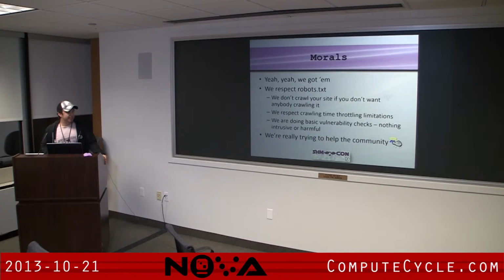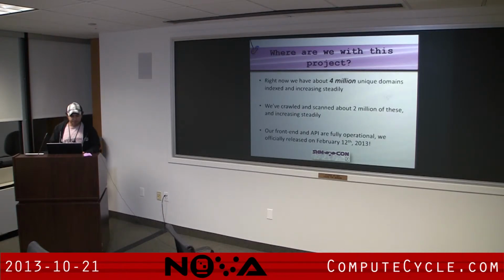Some of you probably think I'm really immoral, because we are doing unauthorized scanning. But we are being a little bit careful about how we do it. We're respecting robots.txt in every sense. We don't crawl too fast. We don't scan too fast. We're not flooding anything with traffic. We're also just doing really, really basic checks, so we're not throwing the kitchen sink at it. We're not doing anything too complicated. We're just doing basic vulnerability checks really fast. And we are actually trying to help the community with this.